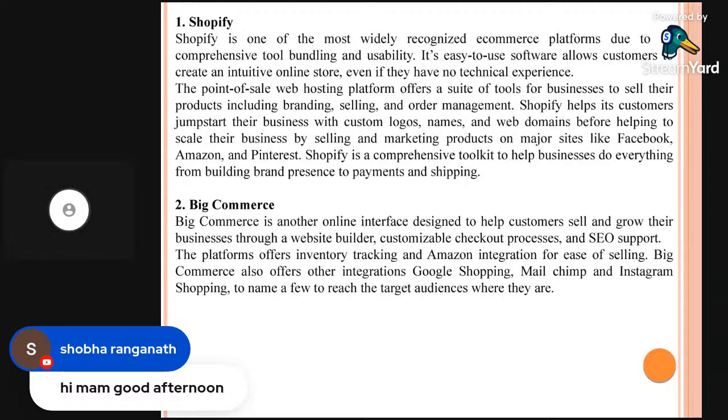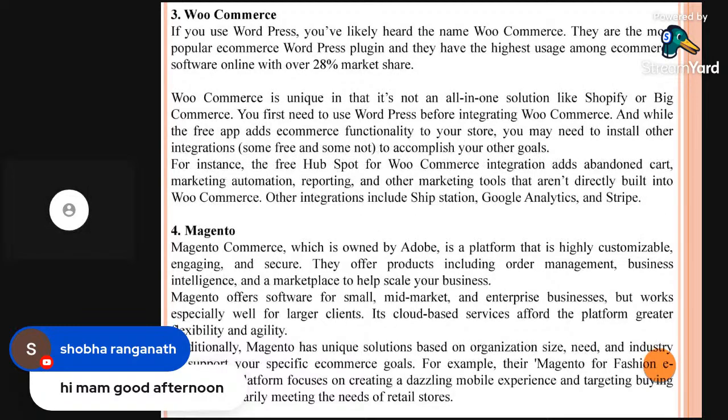While the free app adds e-commerce functionality to your store, you may need to install other integrations, some of which may be free and some not. For instance, the free HubSpot for WooCommerce integration adds abandoned cart marketing automation and more. Integrations include subscriptions, Google Analytics, Stripe, all these things.